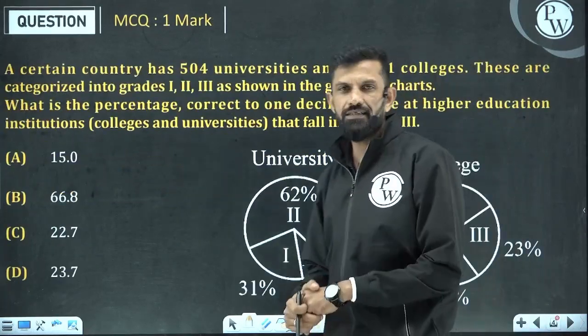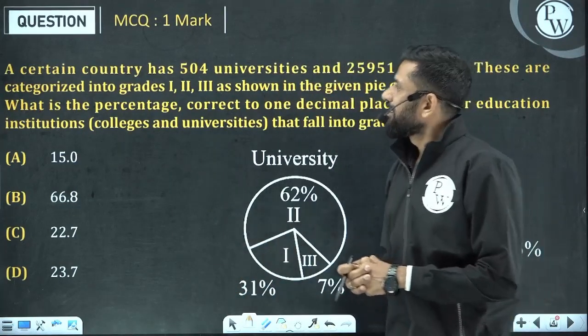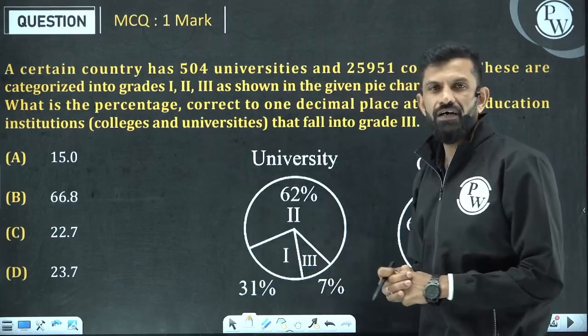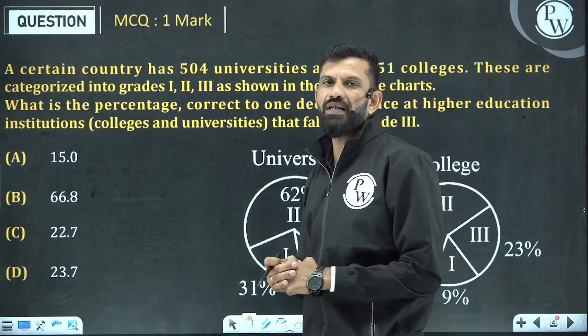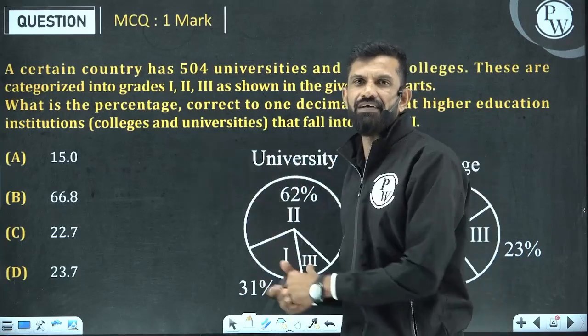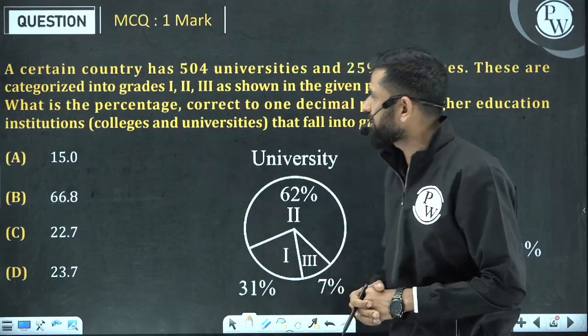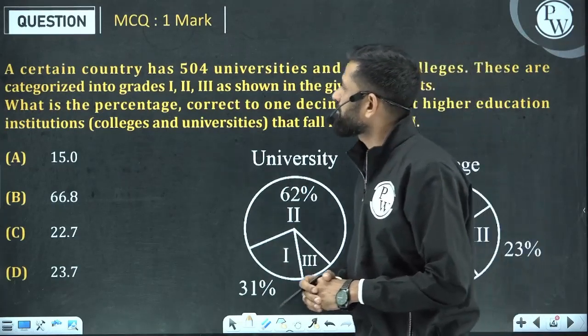Moving to the next one. This is again from aptitude, that is your quant part. A certain country has 504 universities. You know very well this is a part of data interpretation because you can see clearly that they have given you a pie chart over there. So definitely this question is from the data interpretation topic of quant aptitude.